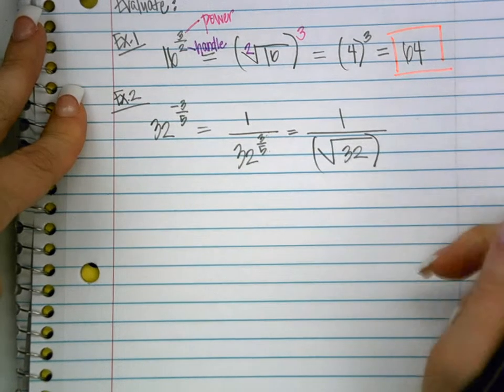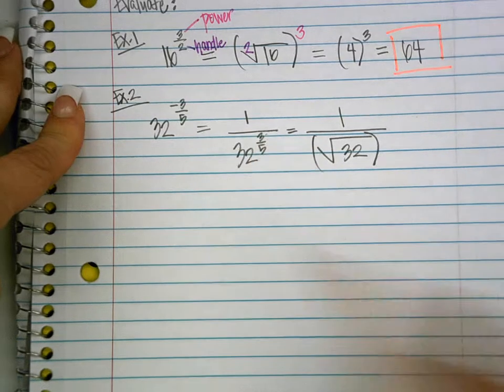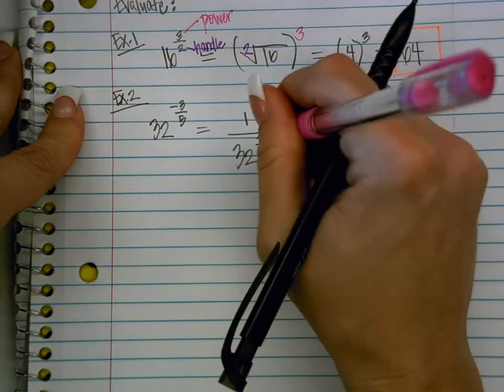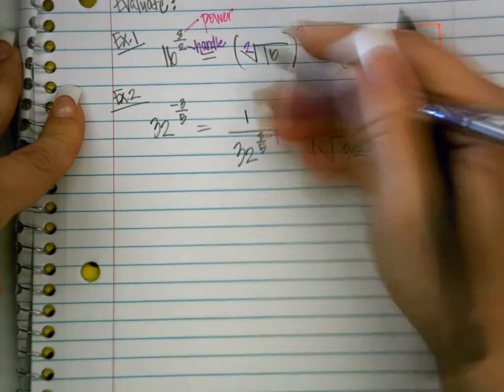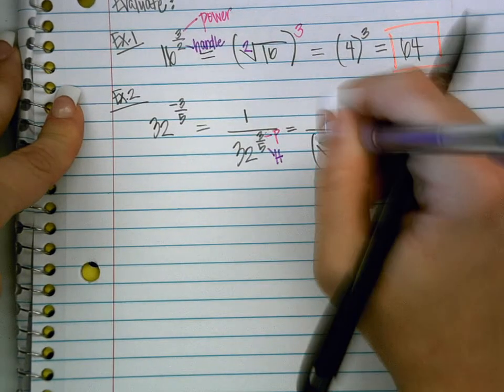Where should your 3 go? Is 3 the power or the handle? Power. This is your power. So I'm going to write P for power on the outside. The bottom is your H for handle, so that's a 5.